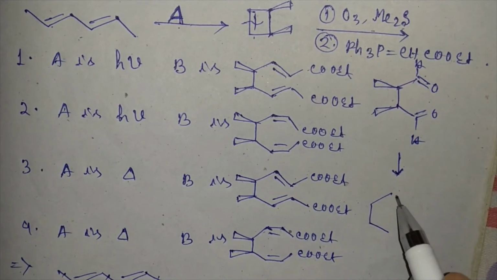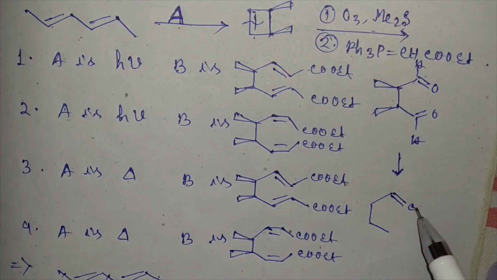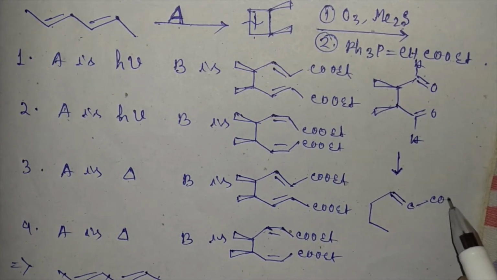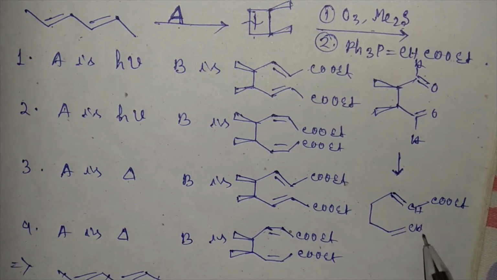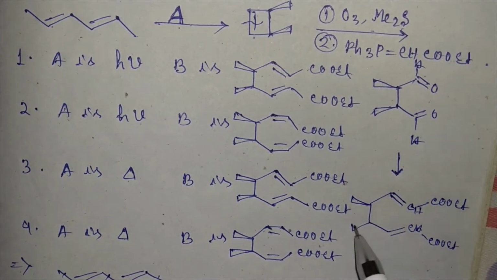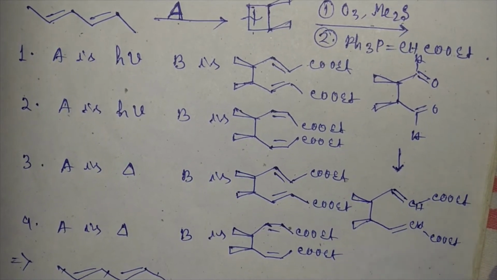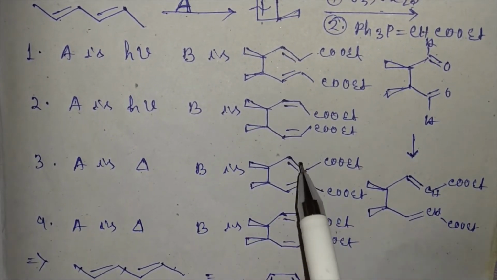Double bond CHCOOT, double bond CHCOOT. Two methyl groups are there above the plane. Now we'll see the answers.